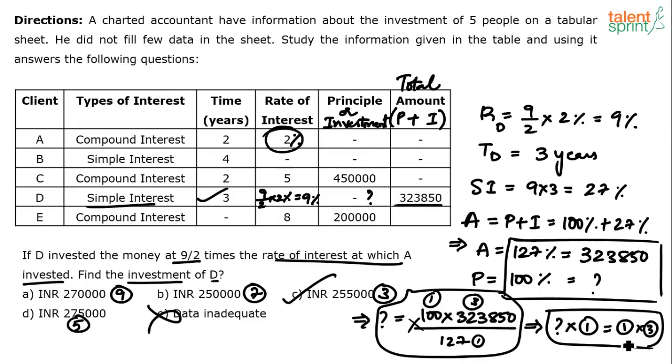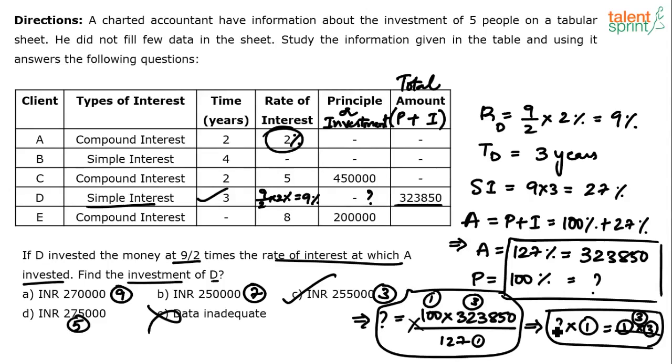That's it. The question mark should be multiplied by 1. Digital root 1 should be equal to the right hand side. What is the right hand side? Digital root of 1 multiplied by digital root of 3. Now 1 multiplied by 3 is 3. 1 into 3 is 3, right? So overall the digital root of the right hand side is 3. If the digital root of the right hand side is 3, the digital root of the left hand side will also be 3.